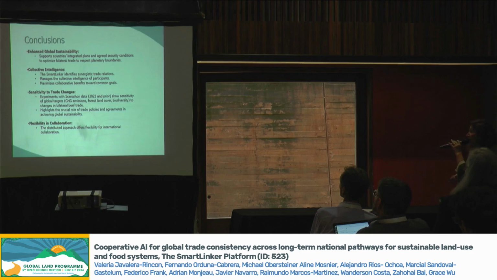The sensitivity to trade changes: experiments with the Senaton data from 2023 and prior show sensitivity of global targets of emissions, forest, land cover, and biodiversity to changes in bilateral trade of beef. I think it's important that even with one year of bilateral trade volume, the global system is sensitive; for example, emissions depend on who is exporting that year to China. So it's very sensitive. It highlights the crucial role of trade policies and agreements in moving towards sustainability.